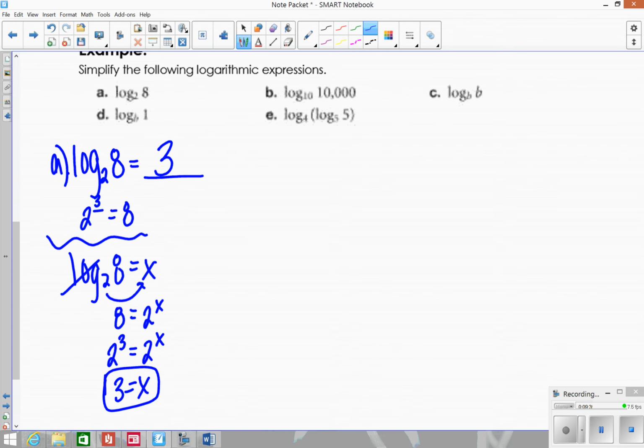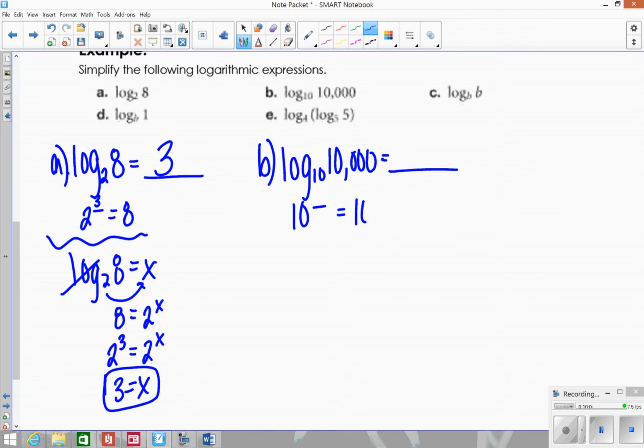Same idea. For these, we're really just trying to understand what these different properties are. Using this idea is going to come more into play when we get to the later ones. But for B, you can decide how you want to do this one. You can set it equal to x and solve it like an equation, or you can think about it in terms of the definition: 10 to what power gives me 10,000? The answer is going to be 4.